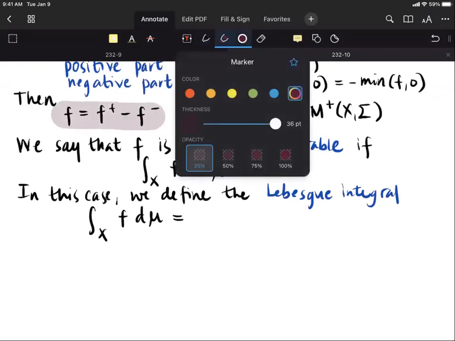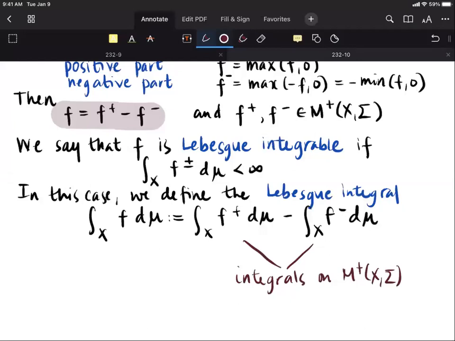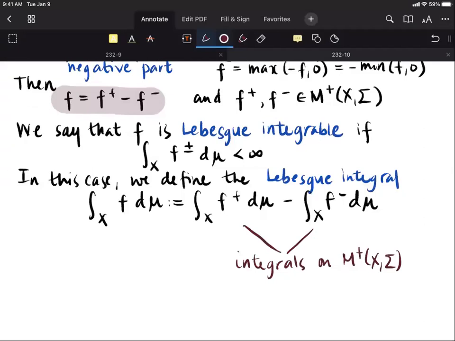taking note of this identity here, as the difference of the Lebesgue integrals of the positive and negative parts. Here, the integrals on the right-hand side are the Lebesgue integrals for non-negative measurable functions. So for Lebesgue integrable functions, the Lebesgue integral is defined in this way, as long as the positive and negative parts are finite.